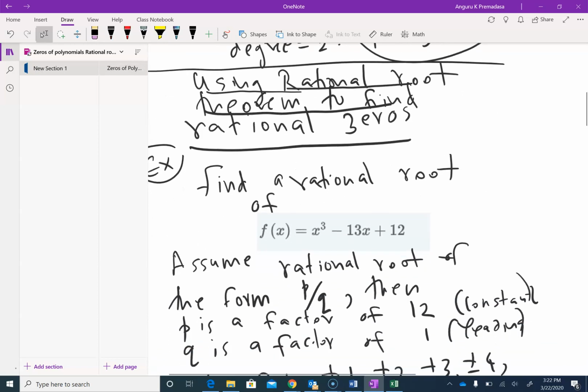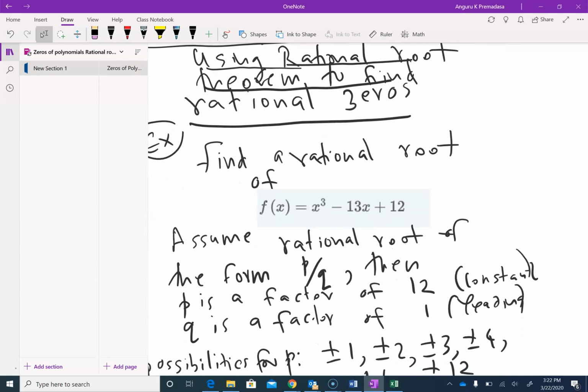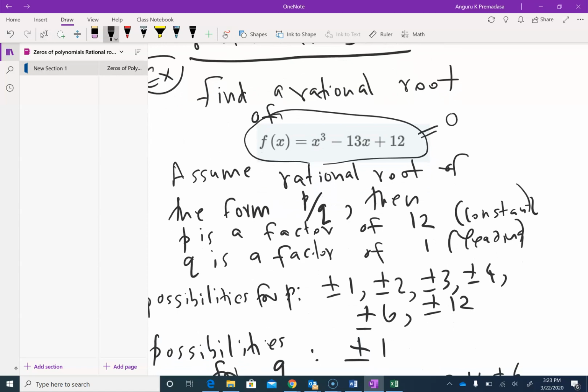So now let's go to the next result, which is the rational roots theorem. What we are trying to do is find the zeros of this polynomial, that means the roots, as this equals 0. So this is a cubic, and we don't know a method as to how to solve this, right? So we learn a method.